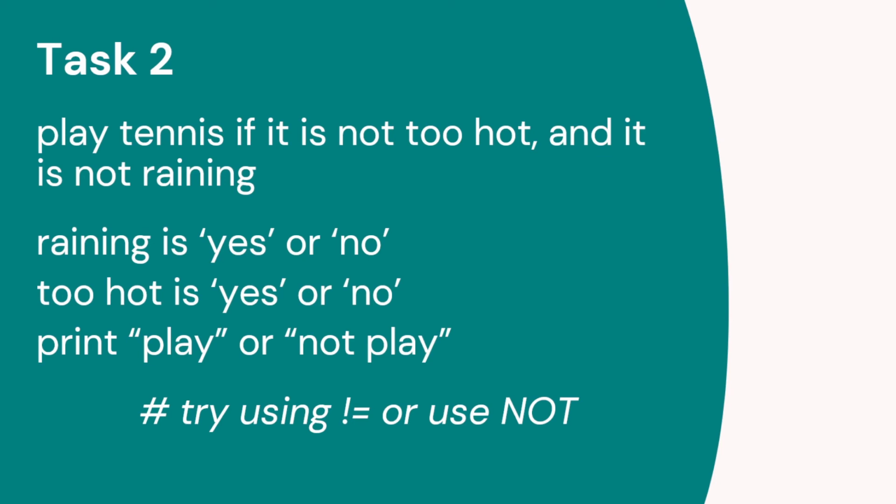Task 2. Play tennis if it is not too hot and it is not raining. So raining and too hot would be either yes or no. You print play or not play. Try using the symbol for not equals and try using the not operator. Not together, but practice both.